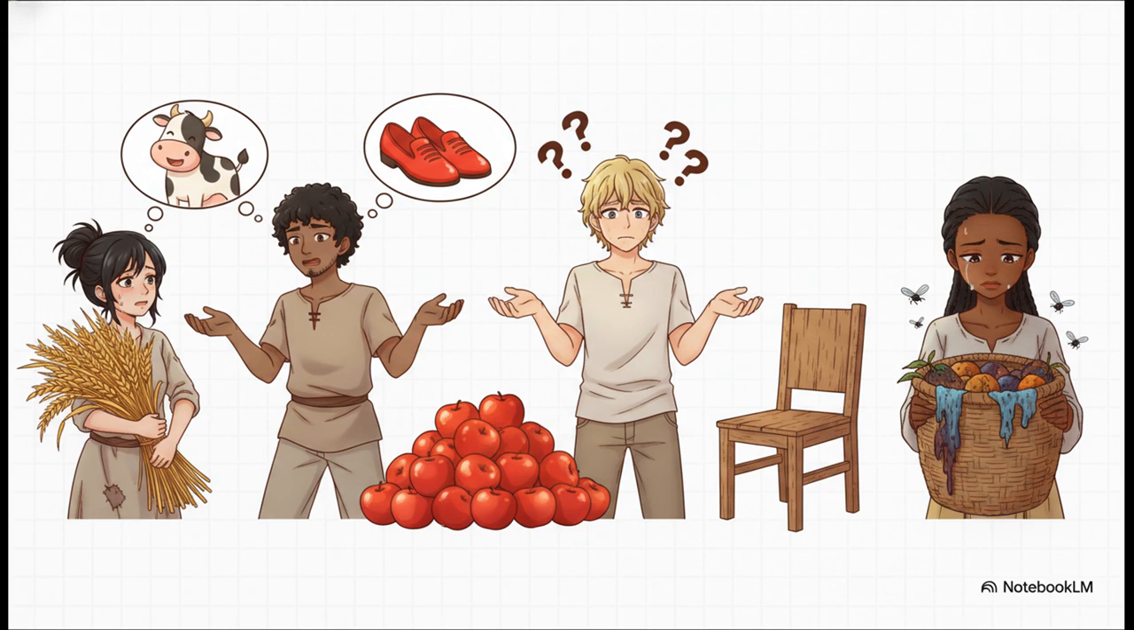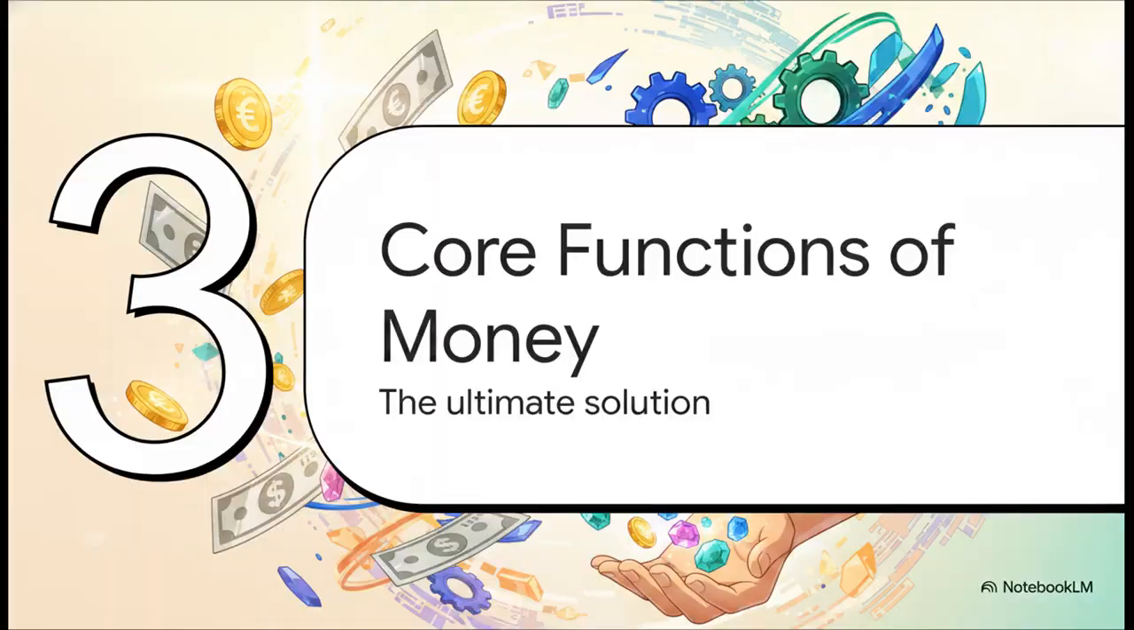Well, you're stuck. Add to that the lack of a common unit of measurement. I mean, how many apples equal one chair? Plus, you've got massive problems with storage and the loss of value over time. You definitely can't save fresh fruit for your retirement fund. Enter the hero of our story.